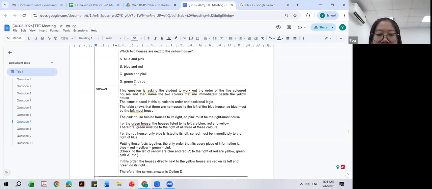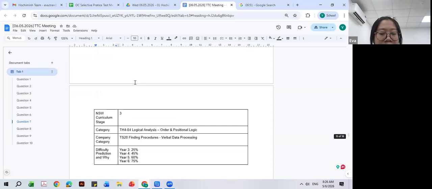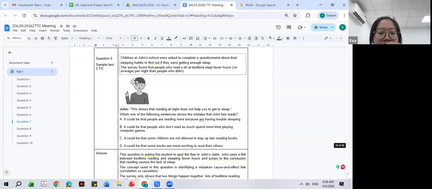So we choose the correct answer, option D. And we come to question number 8. Children at a school were asked to complete a questionnaire about their sleeping habits to find out if they were getting enough sleep. And John said that reading at night does not help you to get to sleep. We have to find the mistake in John's reasoning.